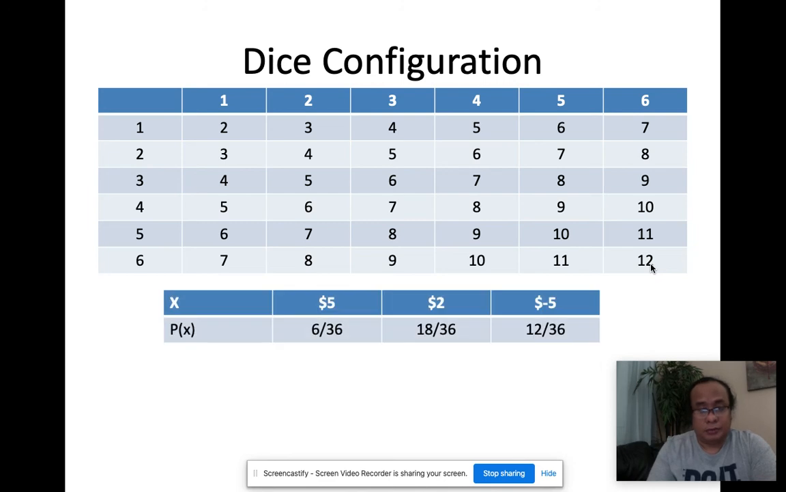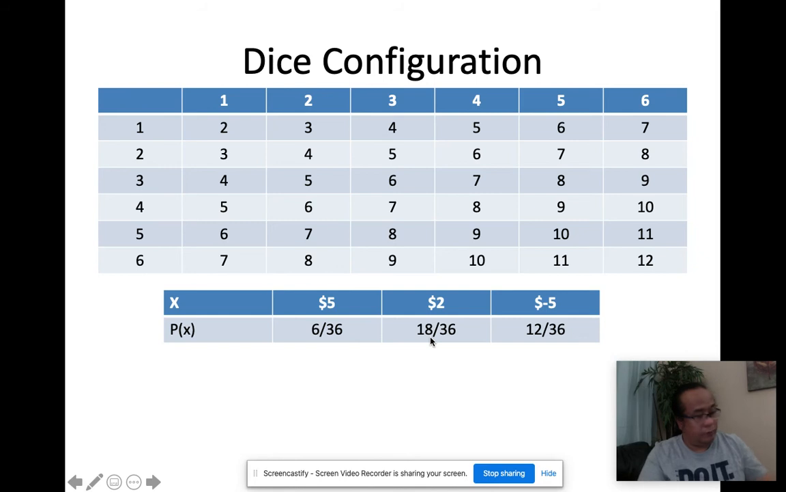Now, let's go on to 2. Why is it 18 over 36? That is if the number is what? Odd. Let's count how many odds there are in here. 1, 2, 3, 4, 5, 6, 7, 8, 9, 10, 11, 12, 13, 14, 15, 16, 17, and 18. That's why it's 18 out of 36.